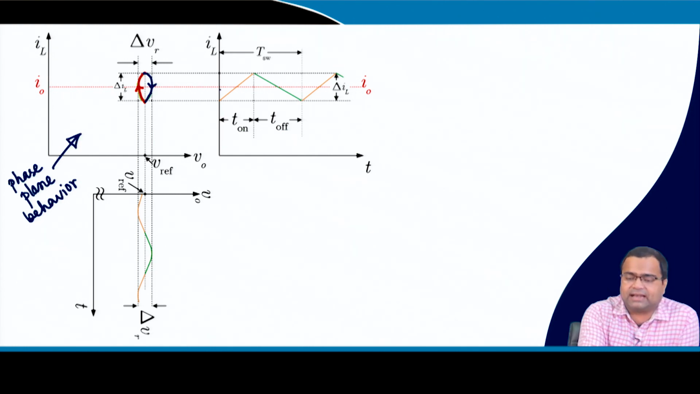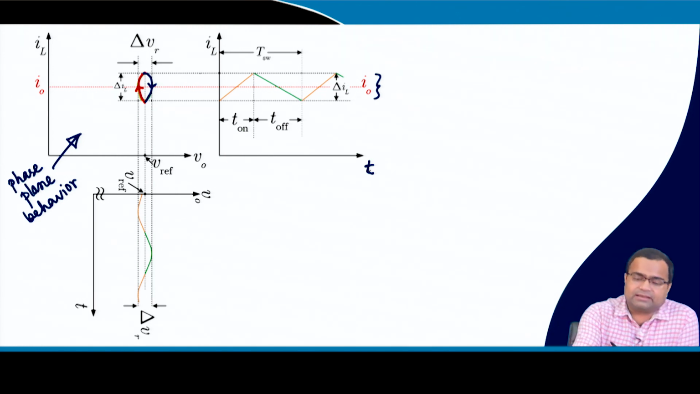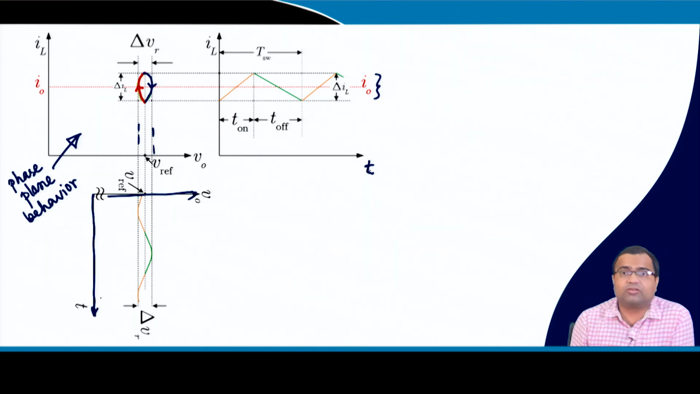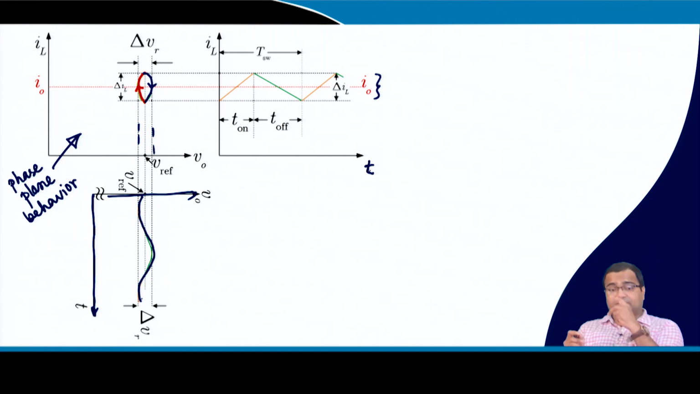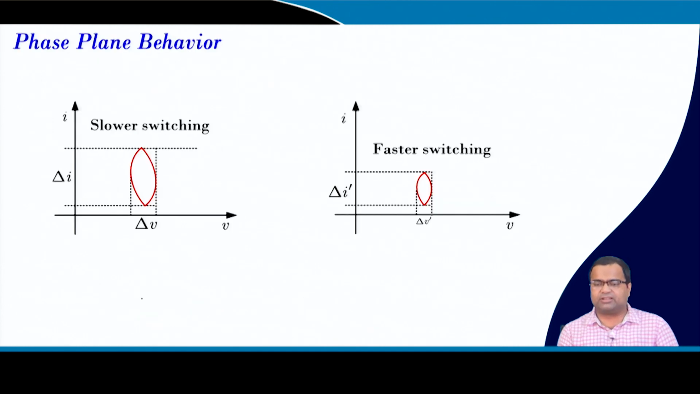If we extend this, this is the current on the time axis, and this ripple corresponds to this ripple. Similarly, if you expand in this direction, this is my voltage axis and this is my time axis. So, you will see this is my current ripple, and how it is going depends upon the trajectory. So, you can visualize the phase plane behavior in the time domain, and it will look like this. This is the phase plane to time domain relation in a buck converter, current ripple and voltage ripple.